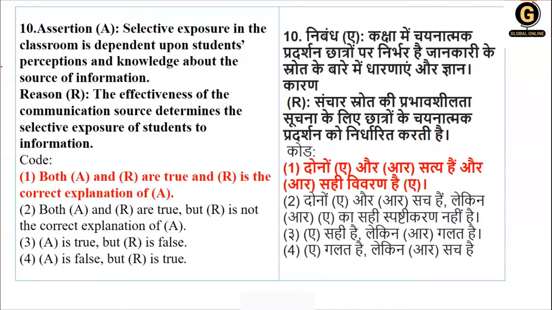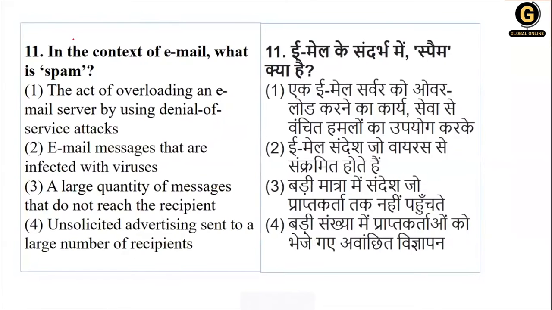Now, the option for this question, as I said, is option number 1, the correct option. Let's go to question number 11. In the context of email, what is spam? Now we know we get spam mails, so what is spam called? If you see the options: the act of overloading an email server by denial of service attack, email messages that are infected with viruses, a large quantity of e-messages that do not reach the recipient, unsolicited advertising sent to a large number of recipients.